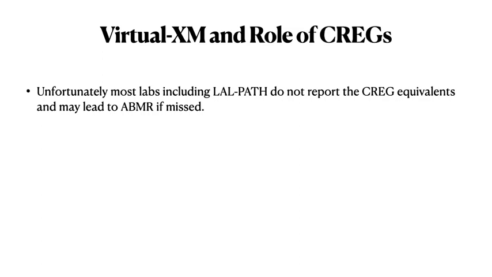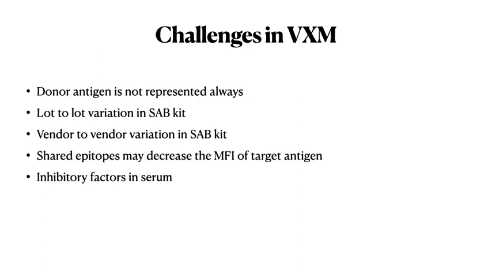So challenges in virtual cross matches: the donor antigen is not always represented. A lot of variation is seen in SAB kits, lot to lot, vendor to vendor. So there is variation. Not all the antigens are represented. So we have to be careful. So that is where your flow and CDC help you. If all the three are negative, then you are safe.